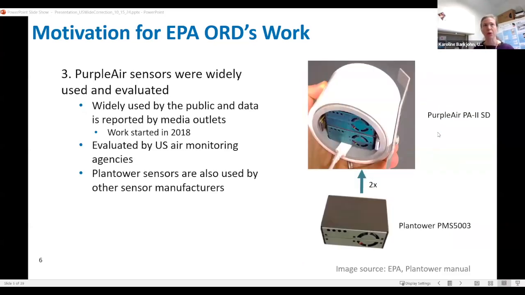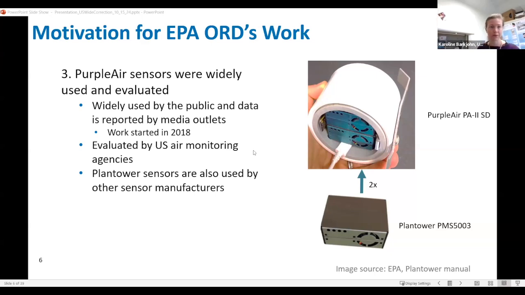For this work, we used Purple Air sensors. These were really widely used and available, and they were being reported by the public and media outlets. This work started in 2018, and this is one of the sensors that was really popular and one of the first ones to gain a lot of popularity. Obviously, there are a lot more sensors on the market now, 6 years later, but this is one of the first ones, and that's why we focused on it. It was also being evaluated by U.S. air monitoring agencies. One note is that the Plantower sensors are also used by other sensor manufacturers. Whether it's this PMS 5003 or other versions of the Plantower, this is a very popular sensor for measuring PM 2.5.